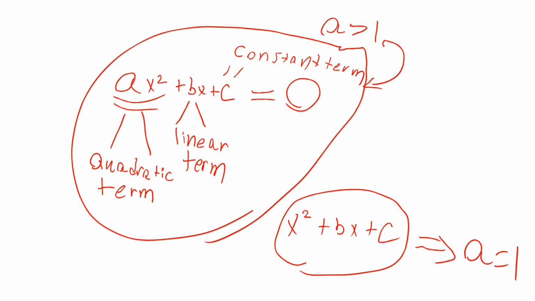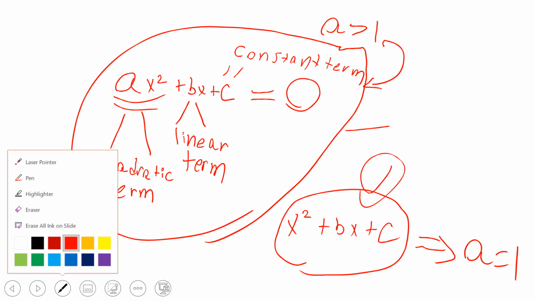Now, in this video, I'm just going to talk about factoring. And factoring really depends on whether we're seeing a quadratic in this form, where the coefficient of the quadratic term is just 1, or in this form, where the coefficient of the quadratic term is greater than 1. So we have different ways to factor different forms of quadratics.